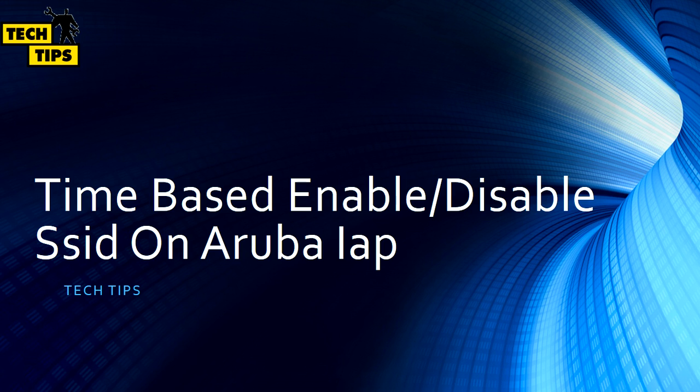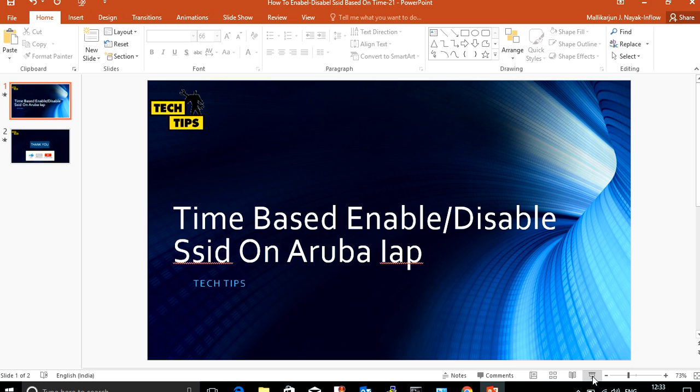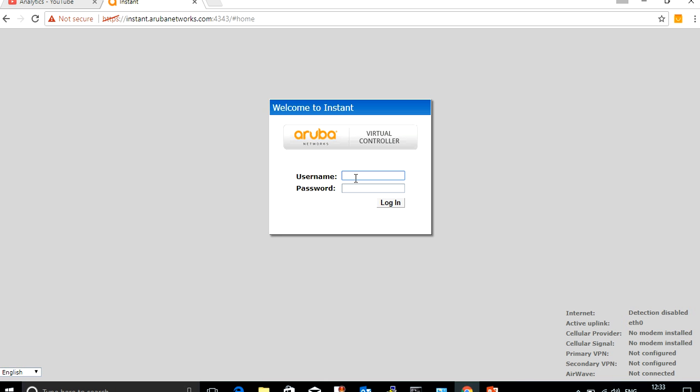In today's video, I'll show you how to enable or disable a particular SSID at a particular time of the day. Log in to the IAP with the username and password.